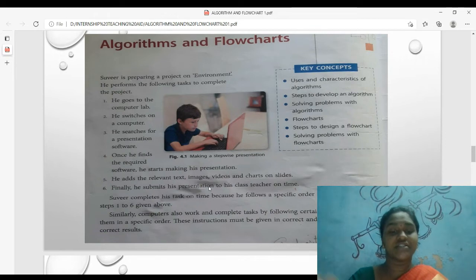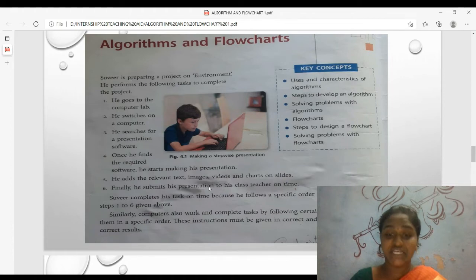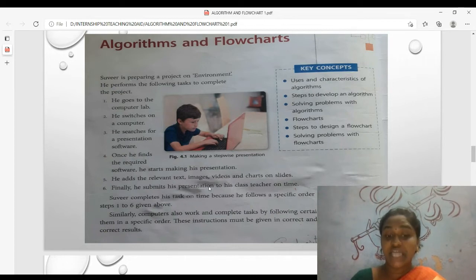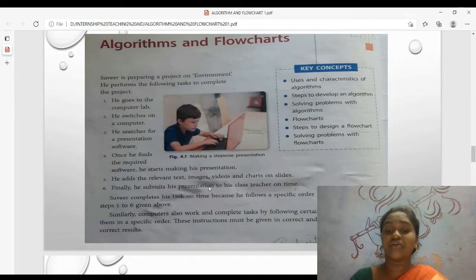He adds the relevant text, images, videos, and charts on slides. Finally, he submits his presentation to his class teacher on time. Suvir completes his task on time because he follows a specific order of steps.